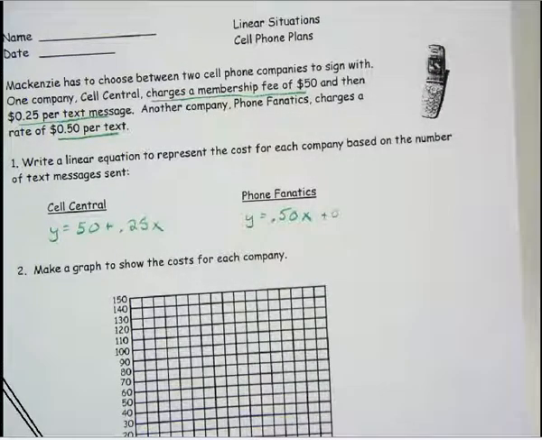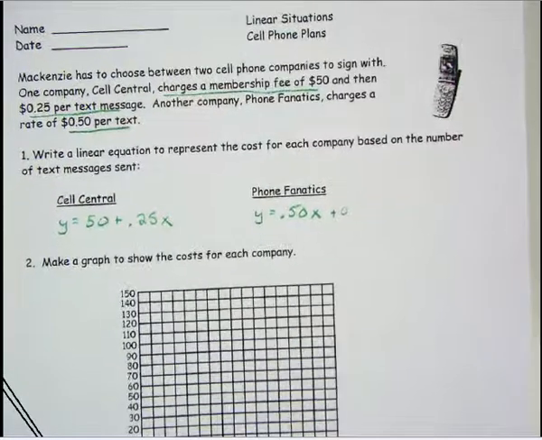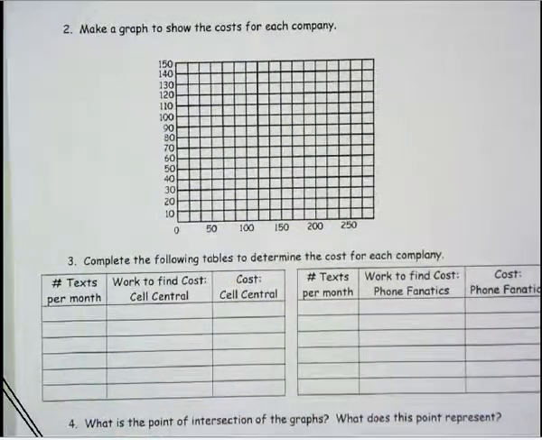Okay. Now the next part says to make a graph. I think for the purposes of what we're going to do here, I'm going to skip that for a second and go down to the tables first. So notice there are two different tables, one for Cell Central and one for Phone Fanatics.